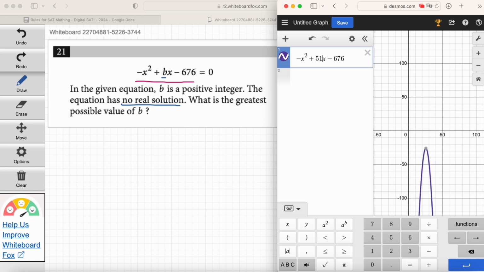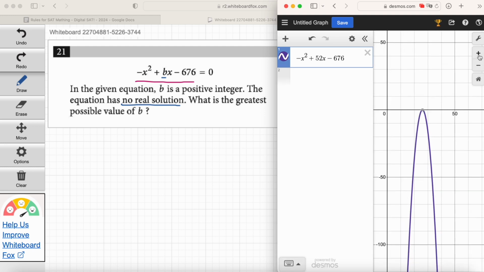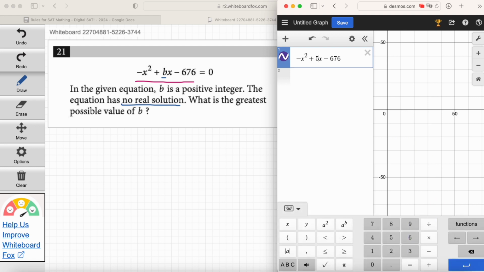51. Okay. No solution there. Is that clear? Yes. What about 52? Does 52 give us a solution? Yes, it does. So what does the right answer have to be? 51. It's got to be 51. That's the greatest possible value for B that gives us no solution. It's 51. Is that clear?